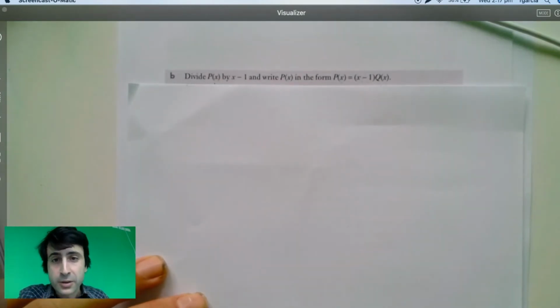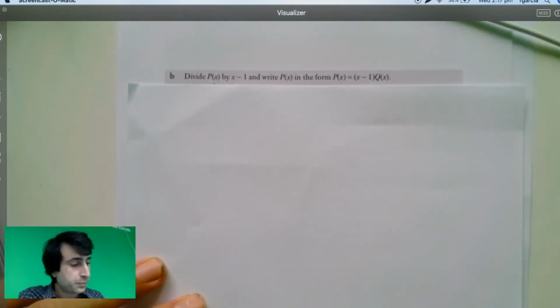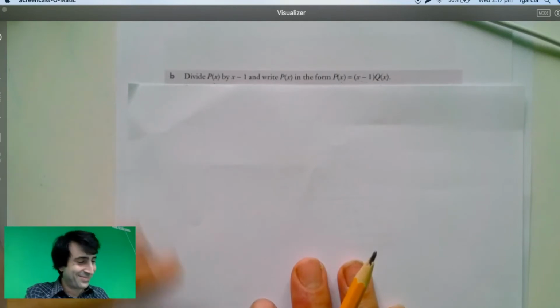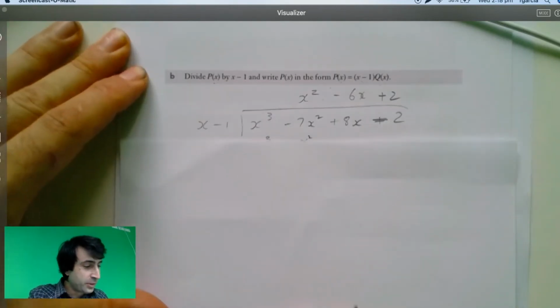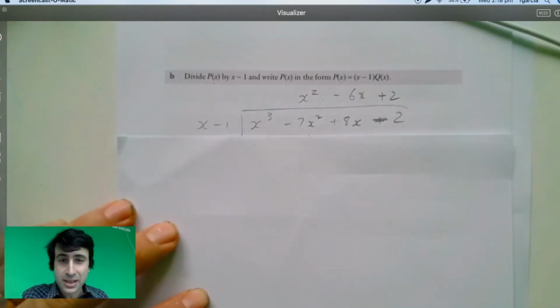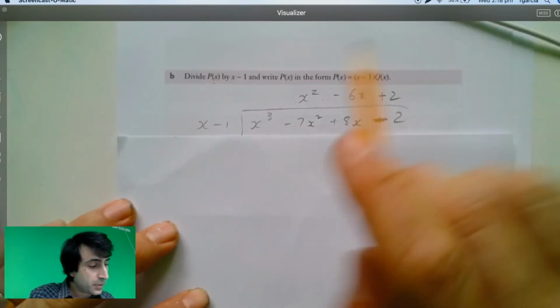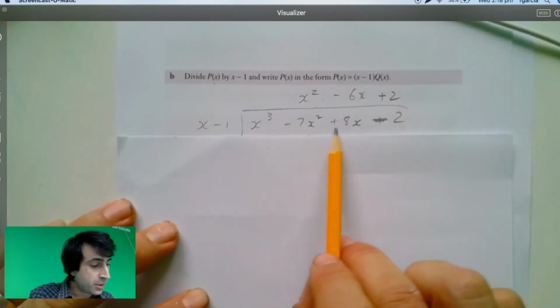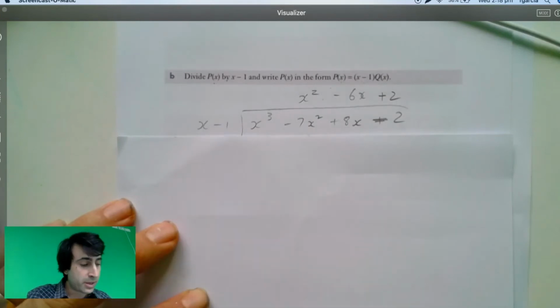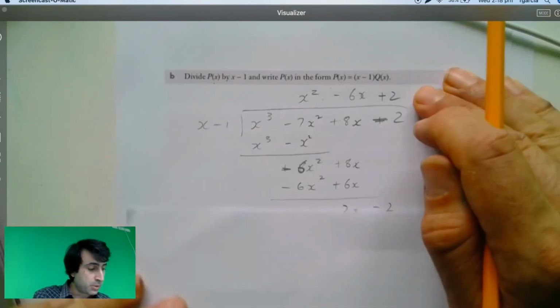Pause and give it a go. See if you can figure it out. Now that you've done it, all we're doing here is the same old stuff we did last lesson. x cubed minus 7x squared plus 8x minus 2. We're dividing it by x minus 1. Bada bing, bada boom.